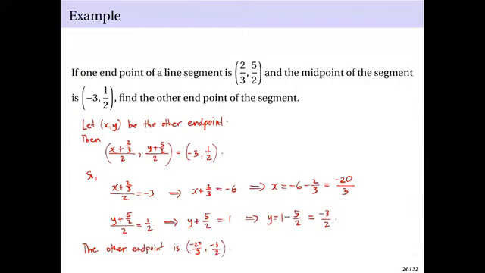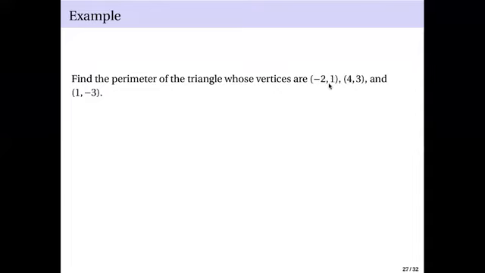Question. Next problem. Find the perimeter of the triangle whose vertices are (-2, 1), (4, 3), and (1, -3). So you just want the perimeter of the triangle. It means you get the distance pairwise, and then you add those distances.